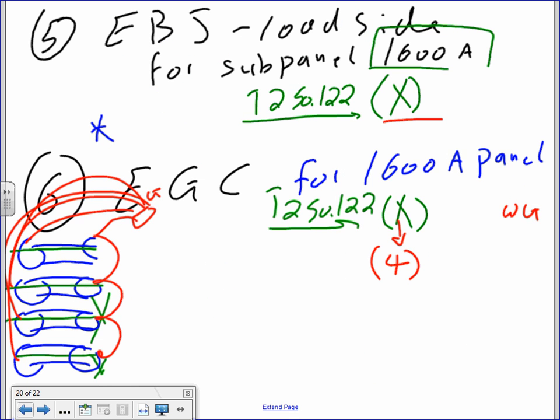Okay, equipment bonding jumper. This is very easy, guys. Remember, 1600 amp overcurrent device. So your overcurrent device, gentlemen, is 1600 amp. So you take the 1600 amp, take it to 250.122, and that will get you a number 4 AWG. Now the question: how many of these number 4 do you need?